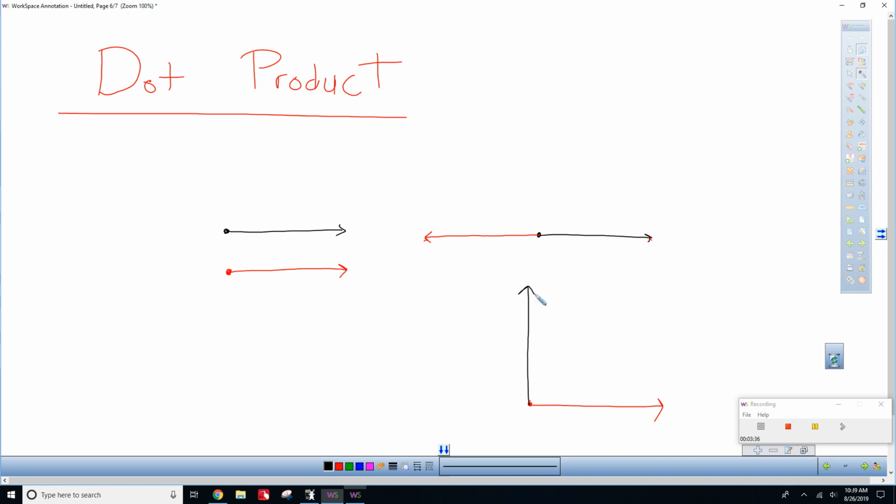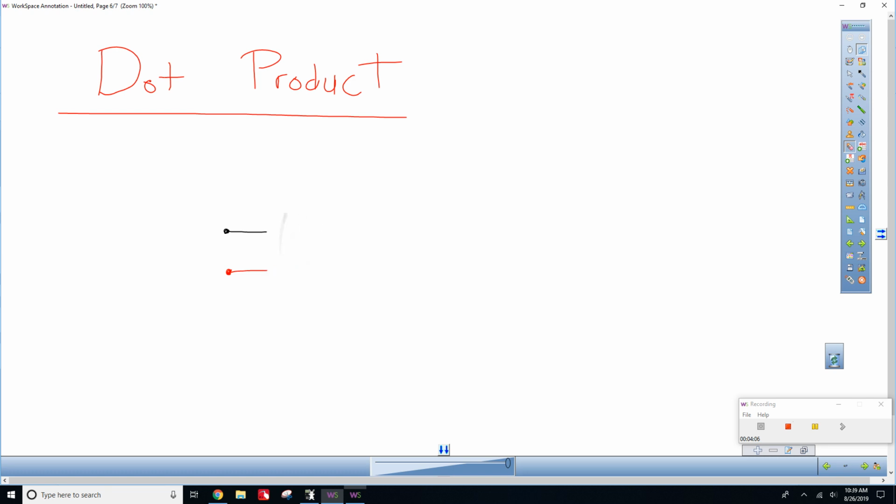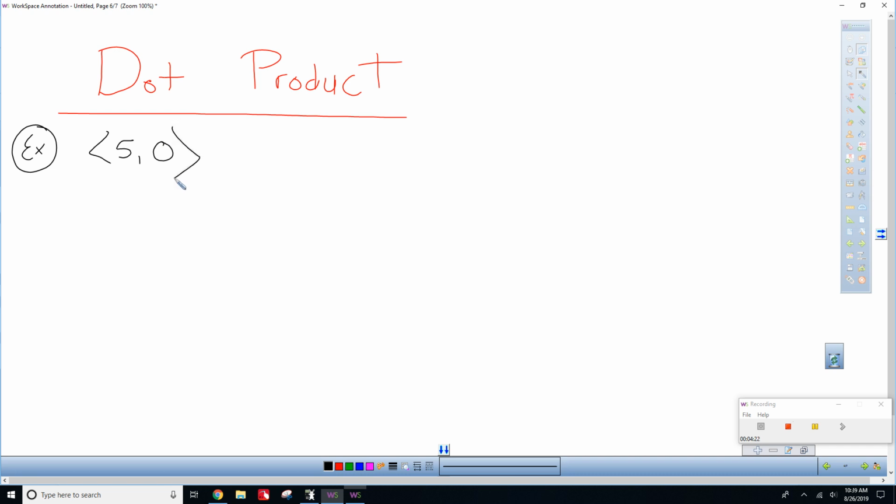When you take the dot product of two vectors, the result is a scalar. It's just a number. We are going to interpret that number to kind of understand the compatibility of these two vectors. So let's start with an example. Let's say that we have 5, 0 and -5, 0. Okay? So that's this one. We have this, and we have this.